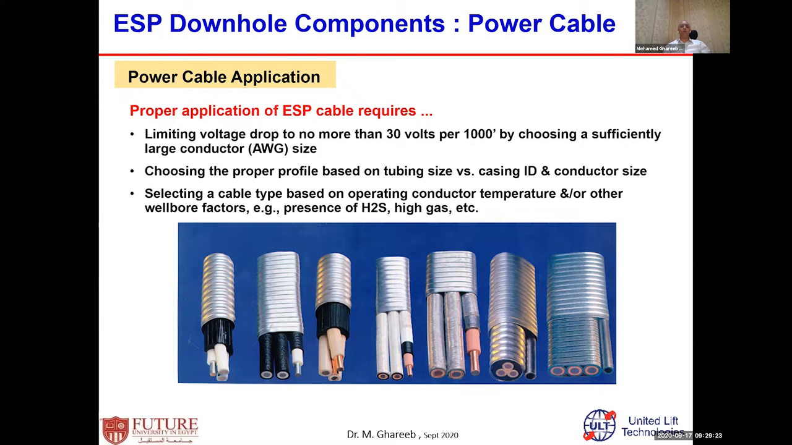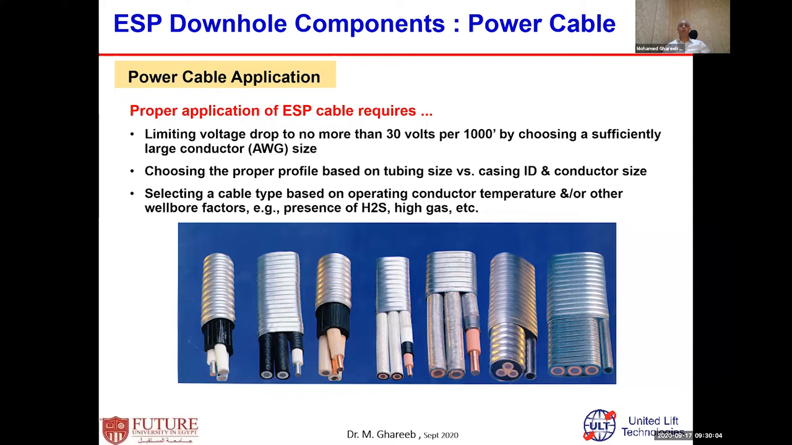If I have a certain voltage at the surface and I need to deliver this voltage to the motor, for example, if the motor should run at 2000 volts, then the voltage at the surface should be higher than 2000 volts. Some of this voltage is lost through the cables. In order to minimize the difference in voltage between the motor and what I generate at the surface, and the current losses, the most recommended choice is a cable with a voltage drop not more than 30 volts for each 1,000 feet.